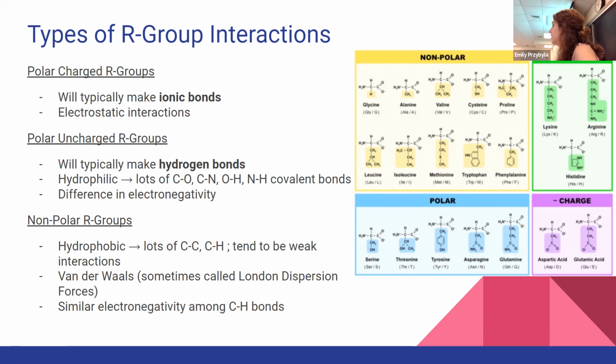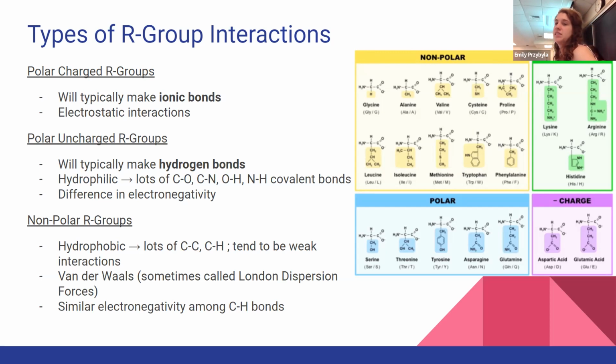Nonpolar R groups, whether they're next to polar or charged, say we're changing an amino acid, cannot make any other interactions, okay? So say you switch an alanine with an aspartic acid, that's automatically taking away the ionic bond it might be making, and it's going to make van der Waals instead because that's just what nonpolars do.